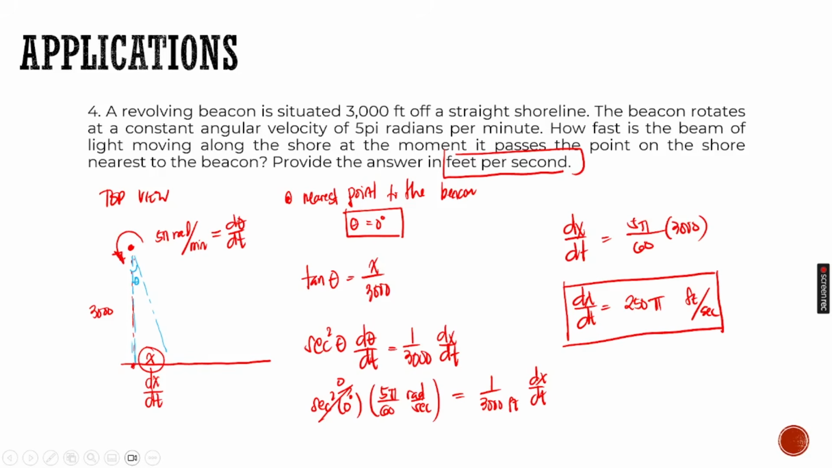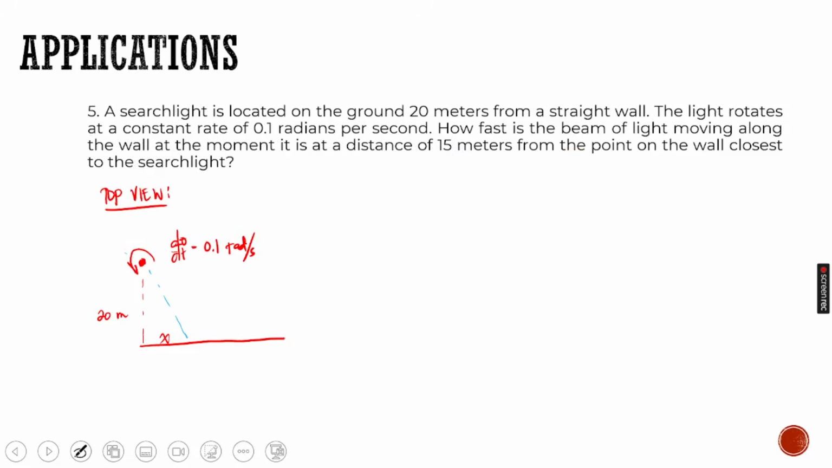Same thing with this problem right here. The closest point to the beacon is at this point. In the same way, the closest point to this searchlight is at this point. We are to determine dx over dt when the beam of light is at a distance of 15 meters from the point on the wall closest to the searchlight. So we have 15 meters there. This is your beam at that moment.